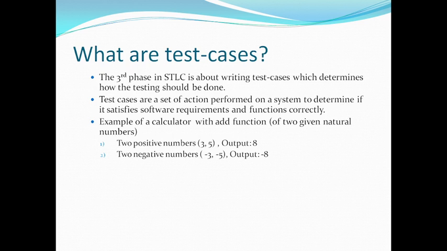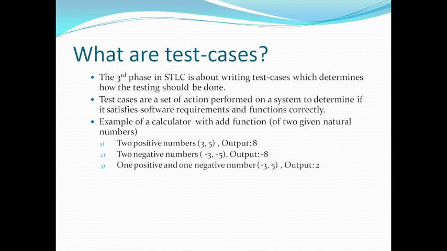Now, do we have any other possibility? Yes. The third test case includes addition of one positive and one negative number. So if we add -3 and 5, we should get the output as 2. In this way, we have mentioned all the test cases first in a particular file, and then we will test the calculator. So we'll pick up the calculator and execute all the three test cases.